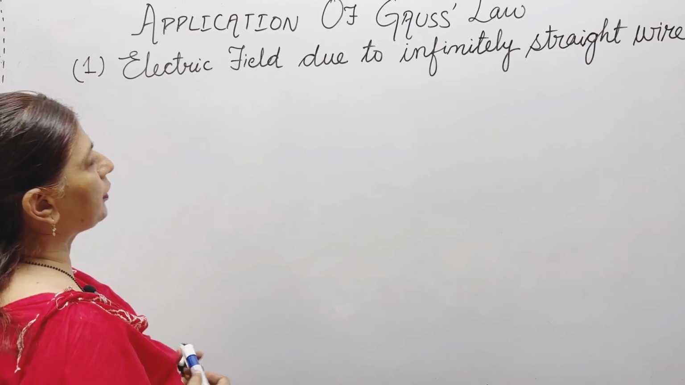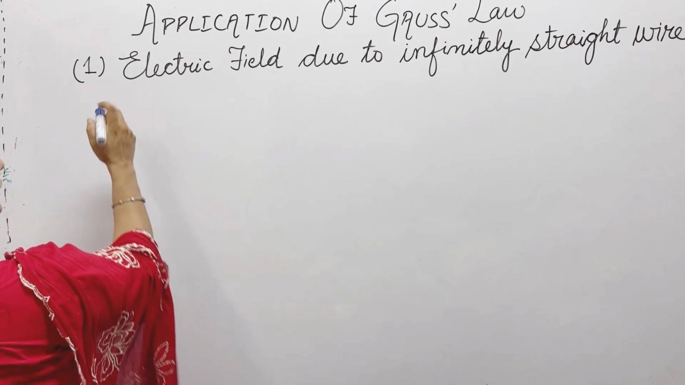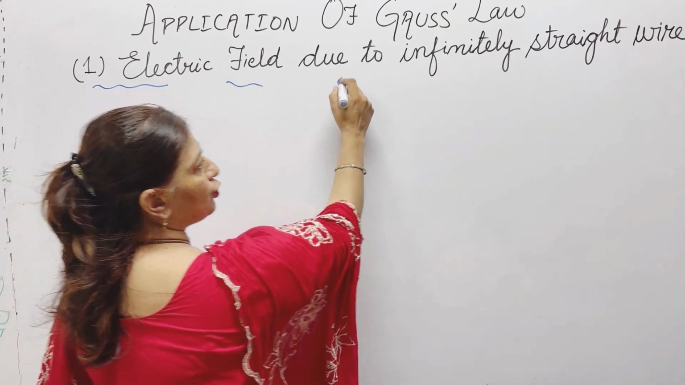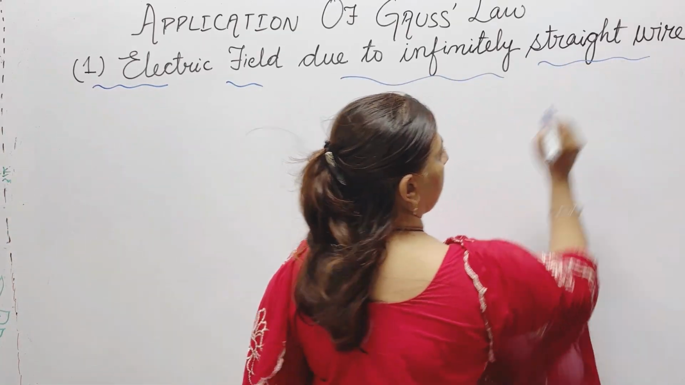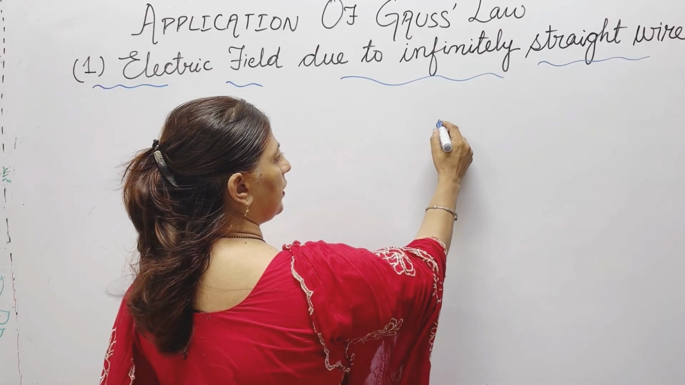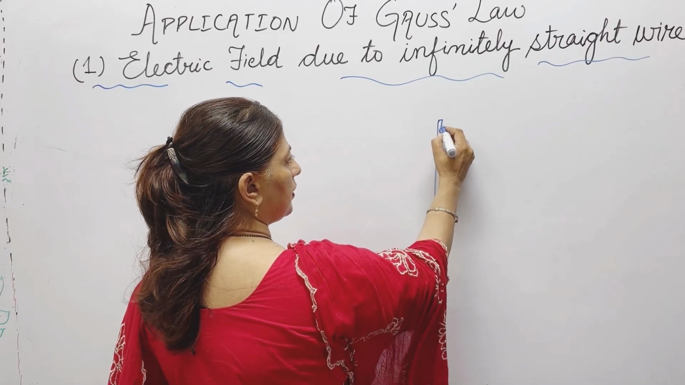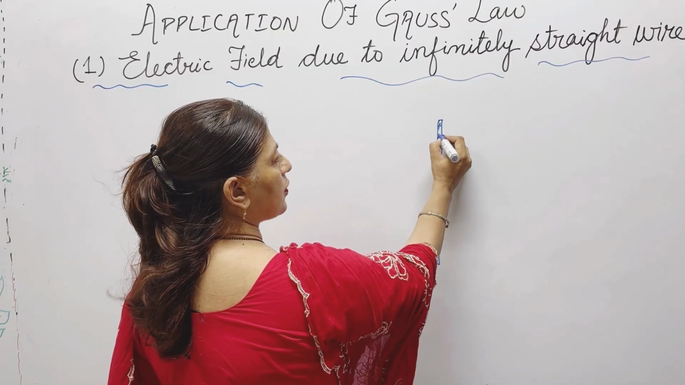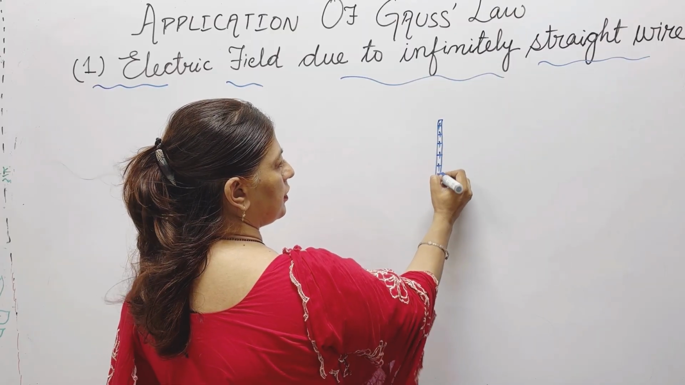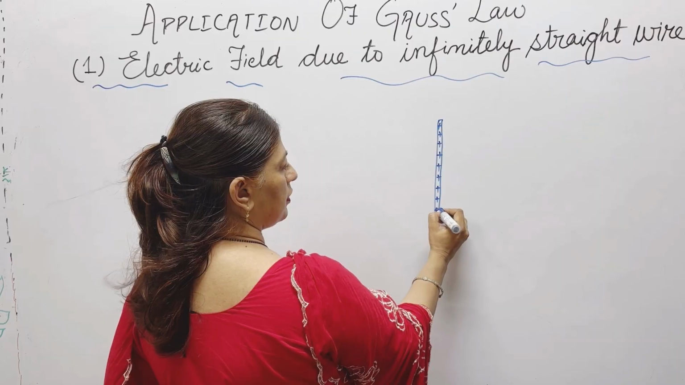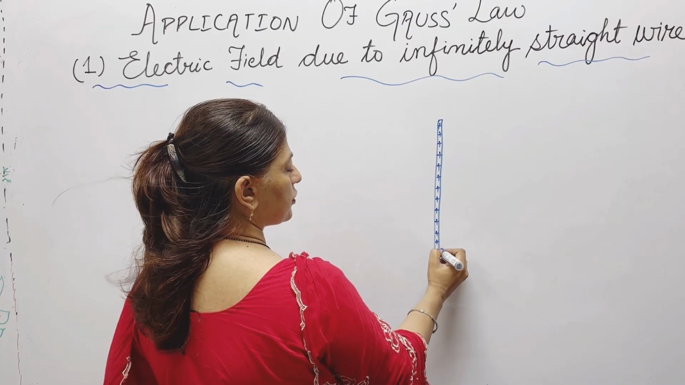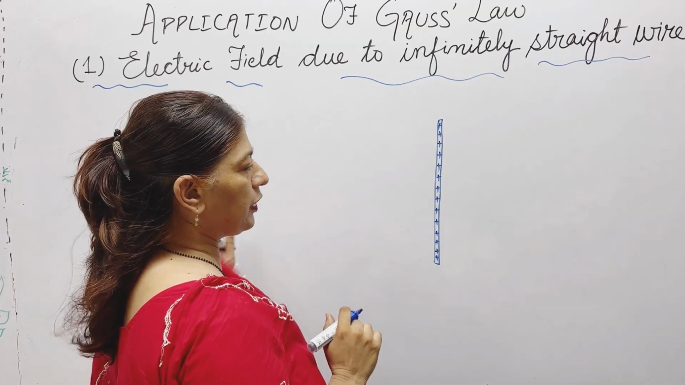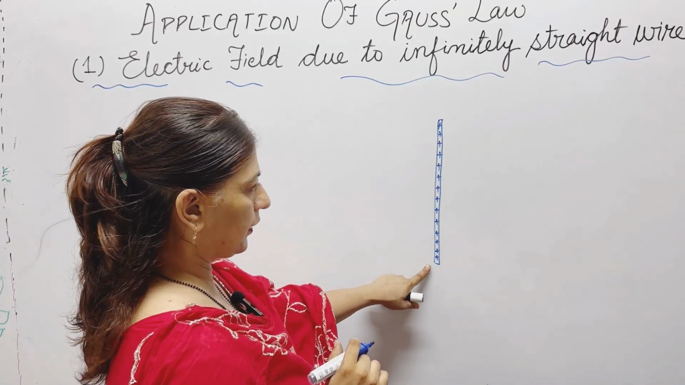Now we are doing the application of Gauss law, and in that the first case we are taking is to find out the electric field due to an infinitely straight wire. Consider this as a straight wire having positive charge on it. Now we are interested to find out the electric field due to this uniformly charged wire.